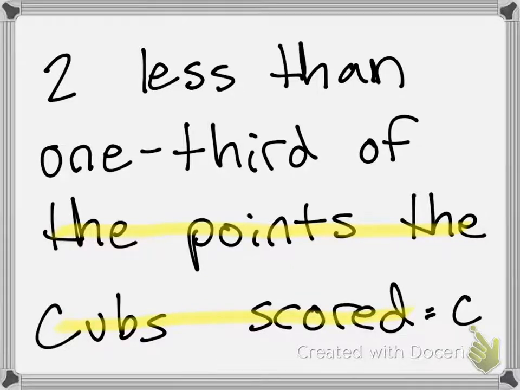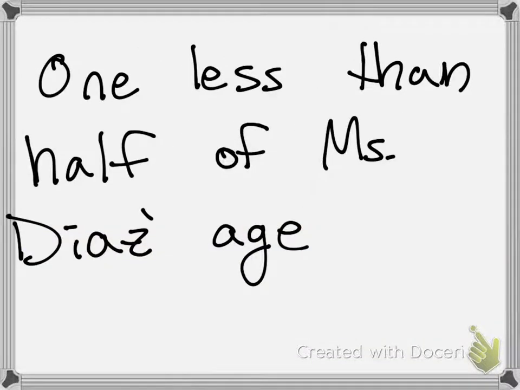Exactly. Now, how did we know that was the variable, Rocco? Because it says the Cubs scored. It says the Cubs scored, but why did we know that that was the variable, Malia? What the Cubs scored is unknown. So if it said the Cubs scored 17 points, then that wouldn't be our variable because it's not the unknown. What about this one? Try to think of the variable for this one.